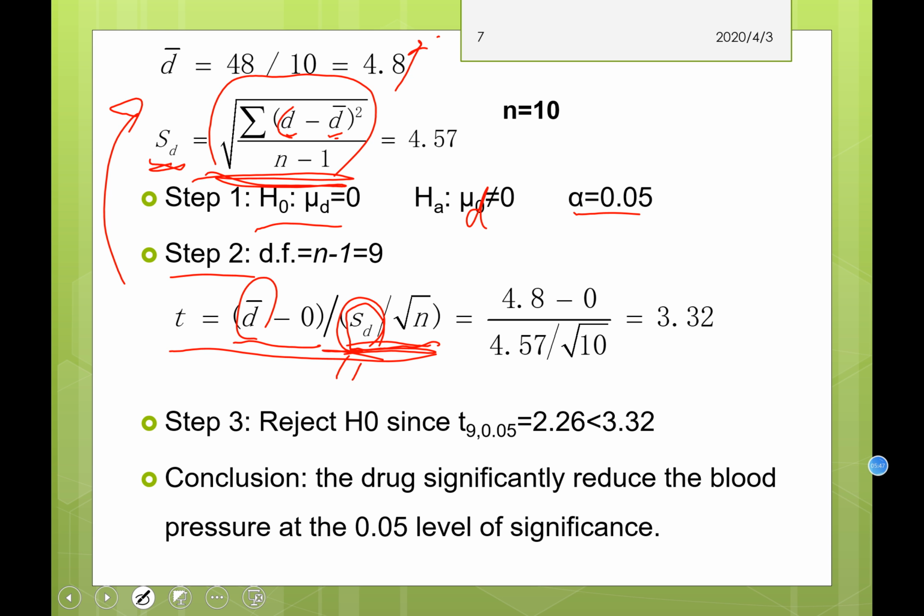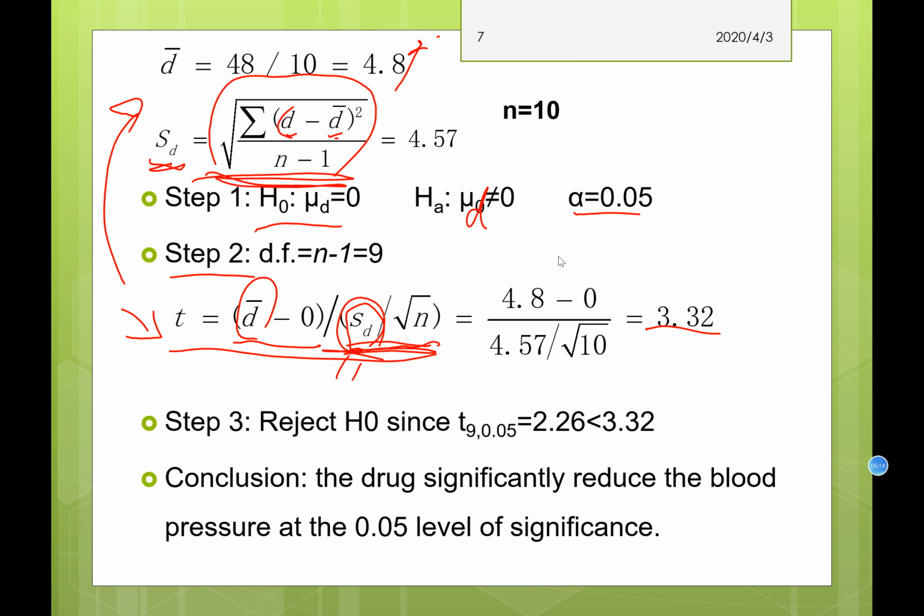Okay, so if we have the numbers of d bar and SD, then we can put all the numbers into the t-value formula to get the t-value. For example, in this question, we can find that the t-value is 3.32. So that is the value for t.